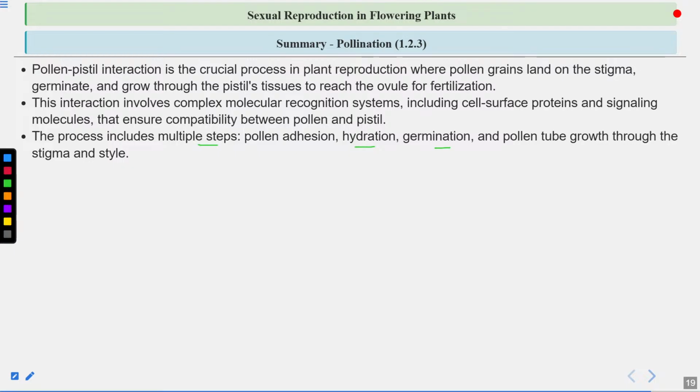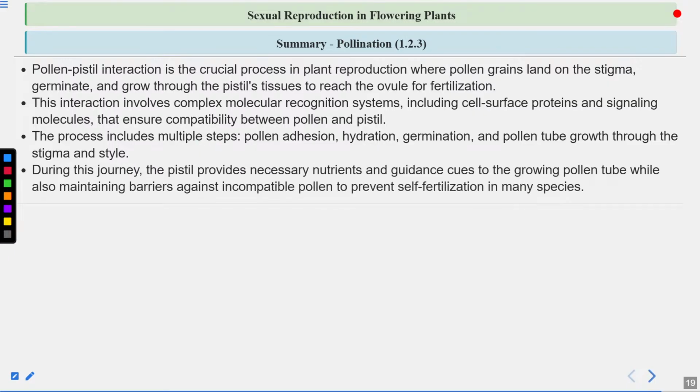Okay, the stigma is never moved. The pollen grain moves. So bagging is generally done for the female flower. During this journey, the pistil provides necessary nutrients and guidance cues to the growing pollen tube, while also maintaining barriers against incompatible pollen to prevent self-fertilization in many species.